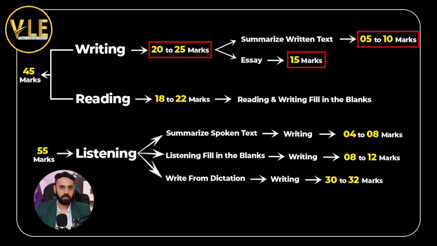Then let's talk about the next part where you get marks from the reading module. For the reading module, you somewhere get around 18 to 22 marks from reading and writing fill in the blanks. So if you sum up these 2 modules, you are getting 45 marks. That means half of your marks for your writing module comes from writing module itself and reading module. The other half comes from the listening module.